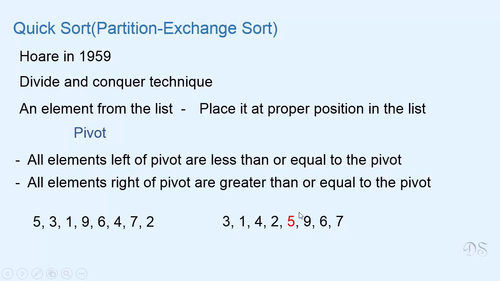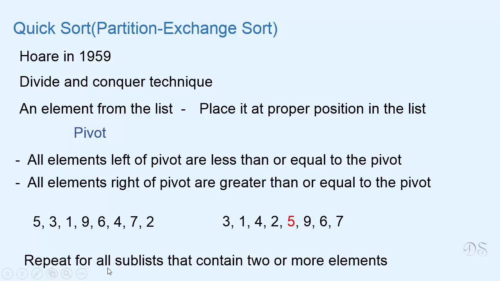Now this list is divided into two sublists, one to the left of 5 and one to the right of 5. And the same process is applied to these two sublists. For this sublist, 3 is chosen as a pivot and it is placed at its proper position in this list, and then again it is divided into two sublists. Similarly, pivot is chosen for this sublist also. And this process is repeated for all sublists that contain two or more elements. Now let's see the whole process of quicksort.